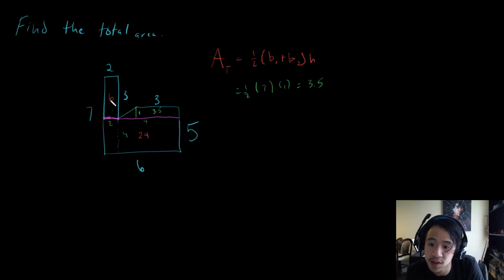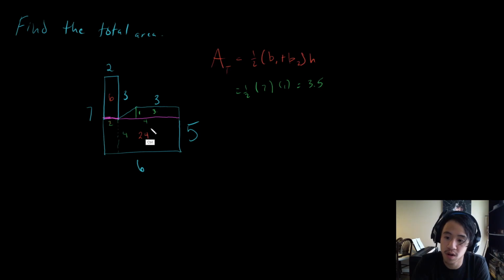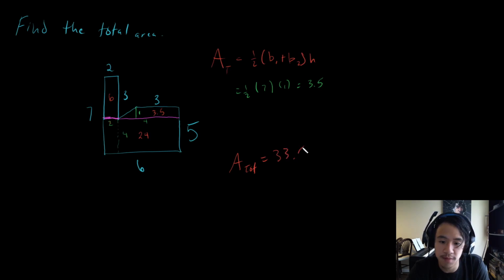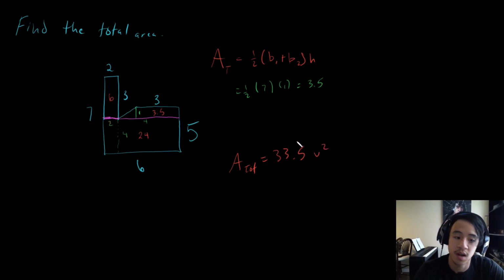And that's it. So we got 6, 24, and 3.5. Let me write that in red. So we're going to add them all up together, and we get the total area is going to be 33.5 inches squared. Or, you know what? Not inches squared. It's just going to be units squared. And let's move on to the next example.